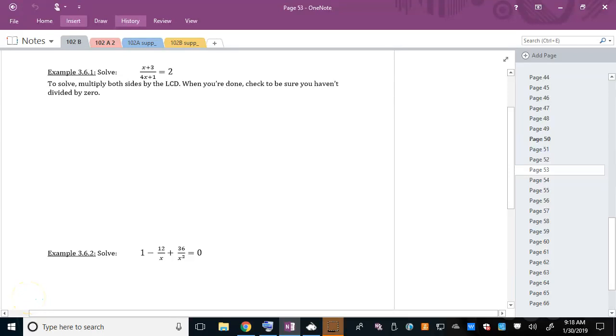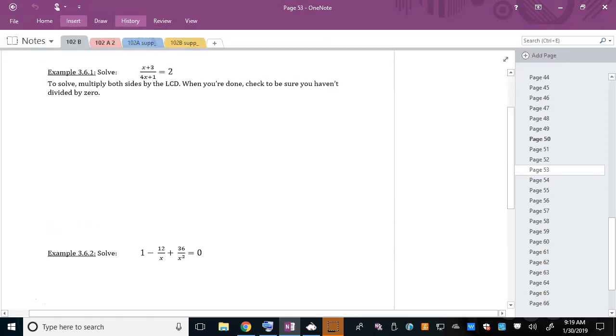Math 102, example 3.6.1, version B. So we would like to solve rational equations, which means we've got fractions. Now again, fractions are difficult, so I like to try and get rid of the fractions as soon as possible. So here, my technique is I'm going to multiply both sides by the least common denominator, or LCD.